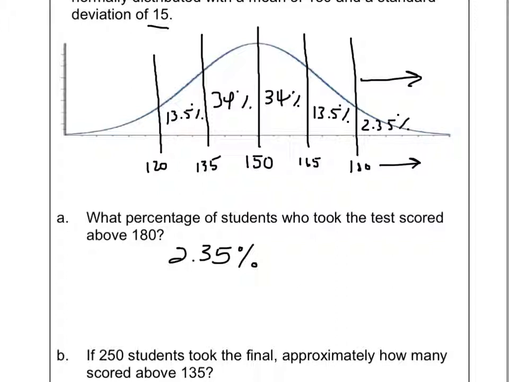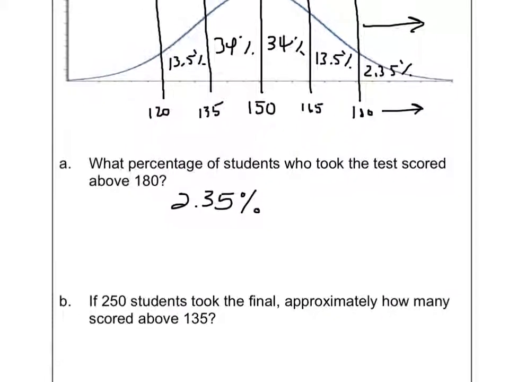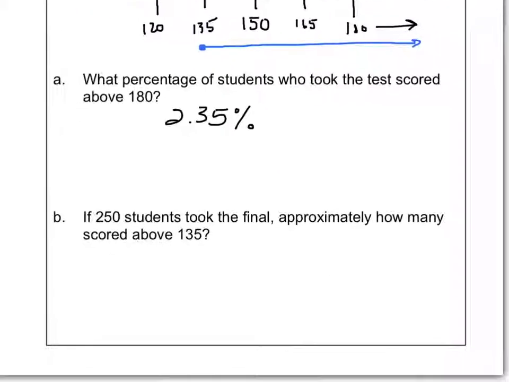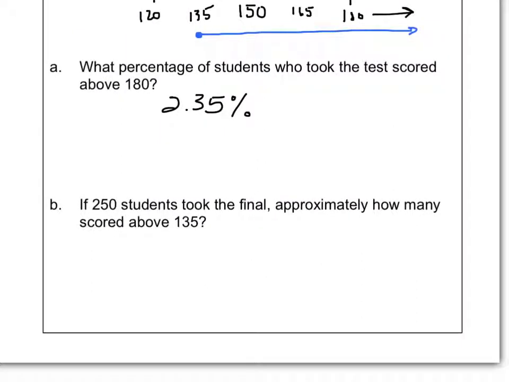Now, the next example is kind of interesting because it says if 250 students took the final, approximately how many scored above 135? So again, as you look at your chart here, right here's 135. I want 135 and above. So I'm going to add 34, 34, 13.5, and 2.35. If I add all those percentages together, because that's how much percent of the people got above 135, that's 83.85% of them. But I want to know how many scored above it, not just the percentage.